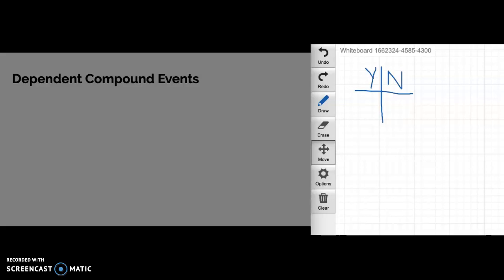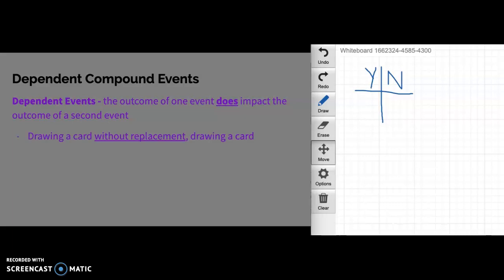All right, Priyal, we are now on to dependent compound events. Dependent events are when the outcome of one event does impact the outcome of the second event. An example of this would be drawing a card without replacement and then drawing another card.